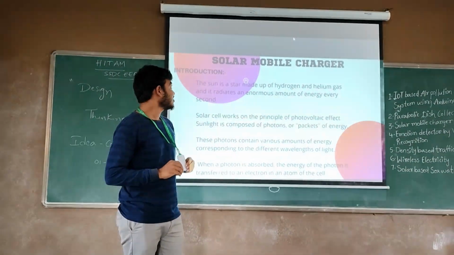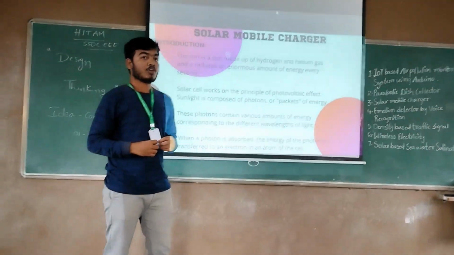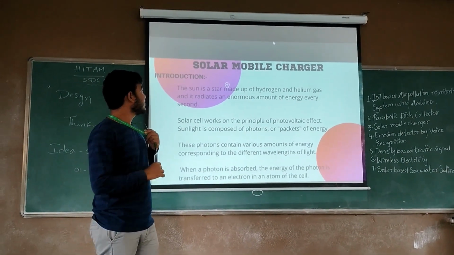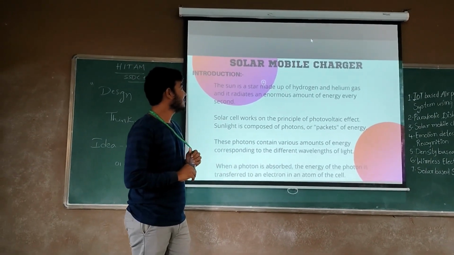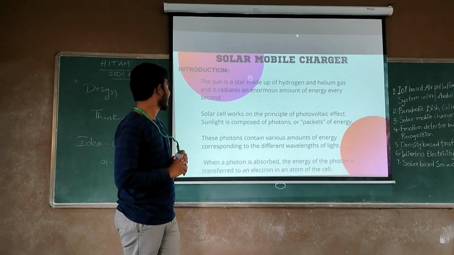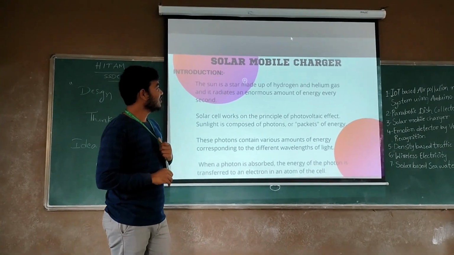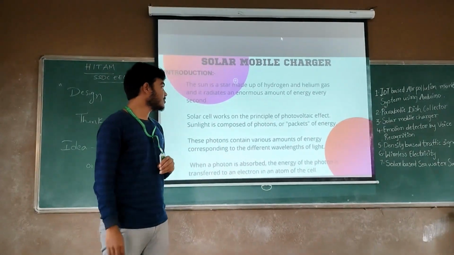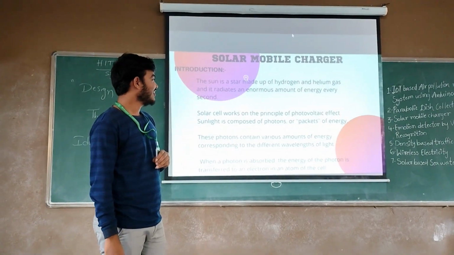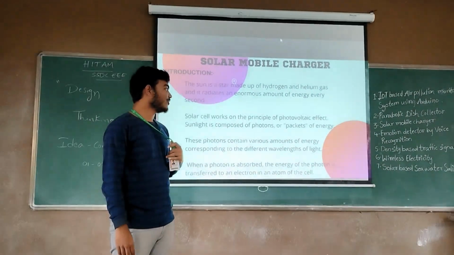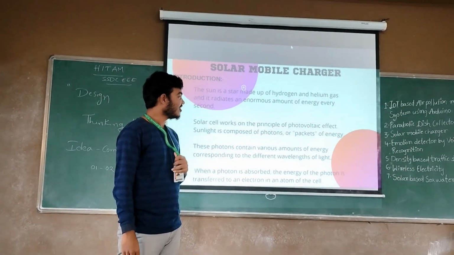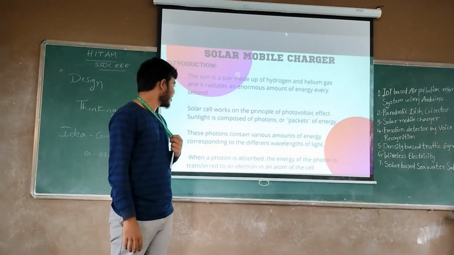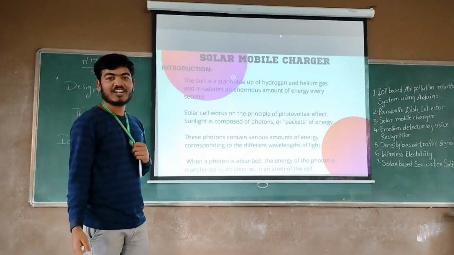My idea presentation is solar mobile charger. Problem statement: when we go to forest areas, it is very useful. Introduction. The sun is a star made up of hydrogen and helium gas, and it radiates an enormous amount of energy every second. Solar cell works on the principle of photovoltaic generation. Sunlight is composed of photons, or packets of energy. These photons contain varying amounts of energy corresponding to different wavelengths of light.